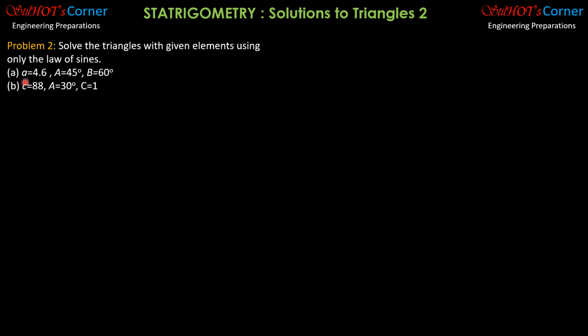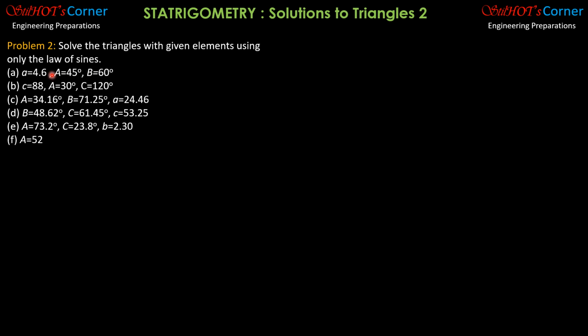So for the first part, A is 4.6, so that means we have to report our answers to two significant figures because of this given information. Two significant figures, four significant figures for this case, three significant figures for E, and for F, four significant figures, or three significant figures, but in decimal form.